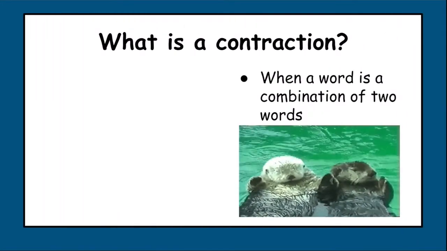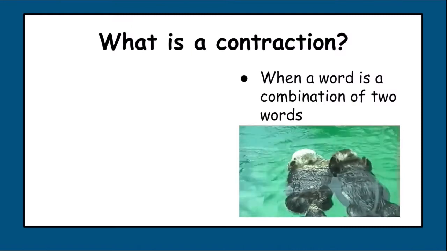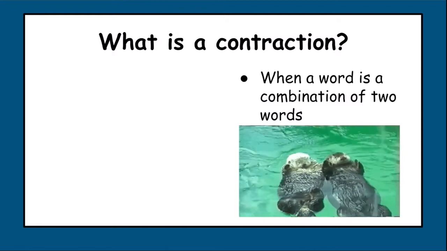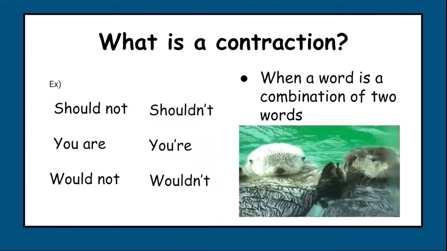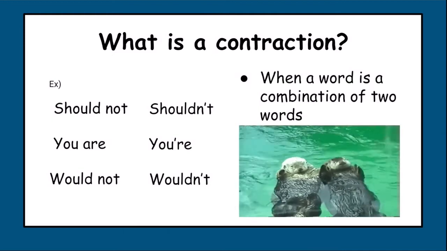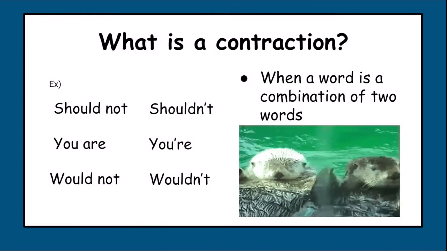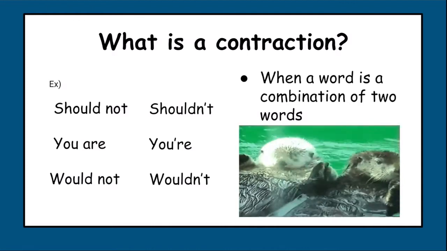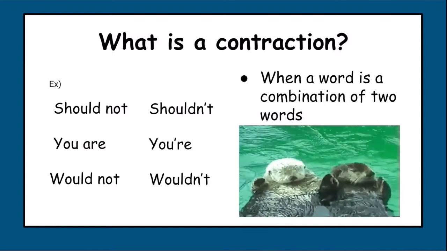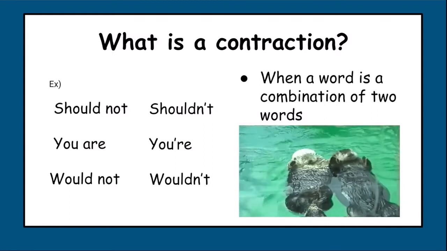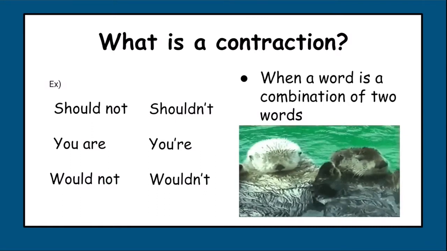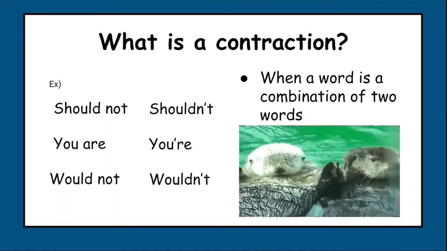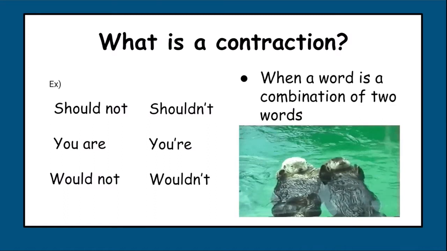So the first one is, what's a contraction? A contraction is when a word is a combination of two words. For example, if we have the word should not, we would change it to shouldn't. If we have you are, we can change it to you're. Would not to wouldn't. There are other words that you can think of, like it is, which would change to it's. Or will not would turn to won't. There are lots of contractions that we use on a daily basis that we probably don't even think of.